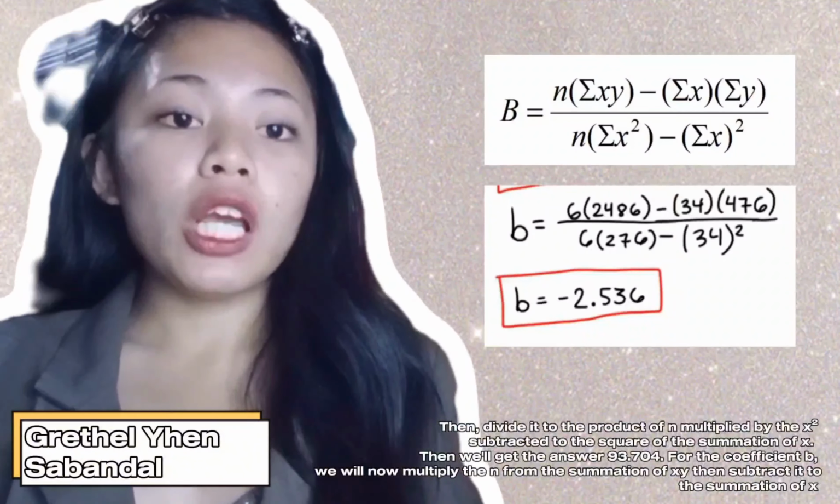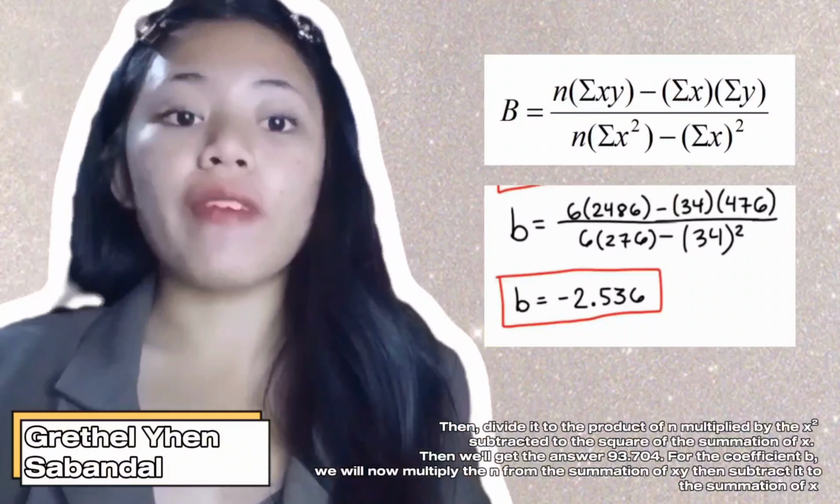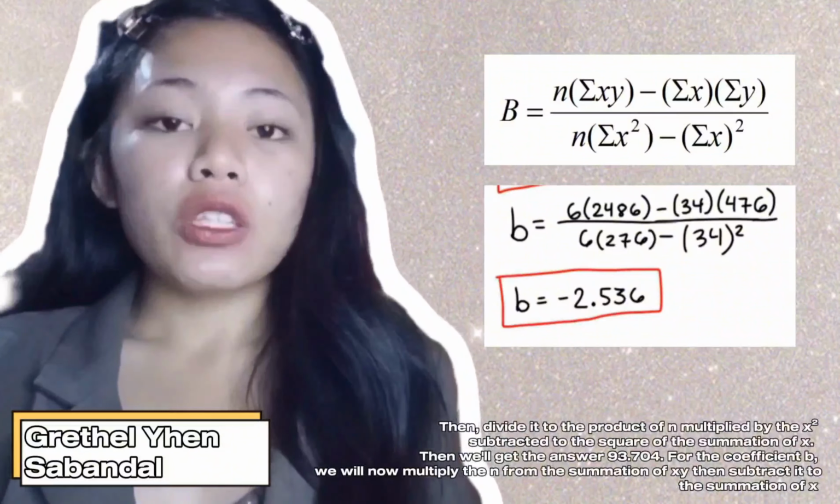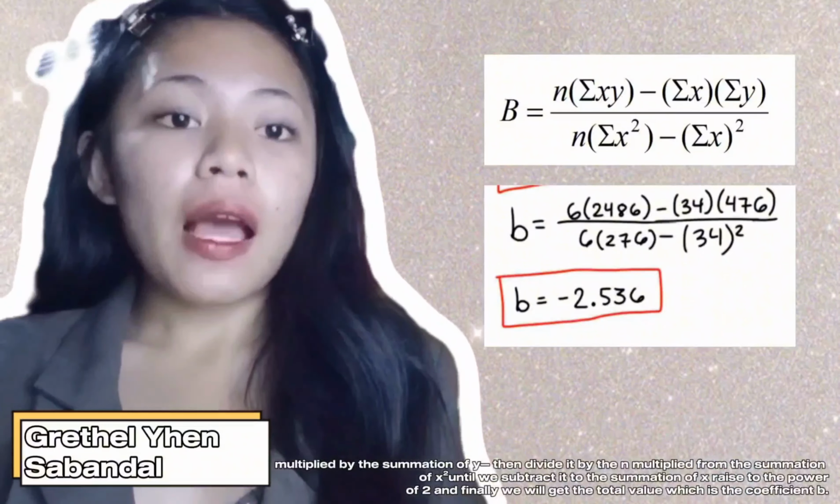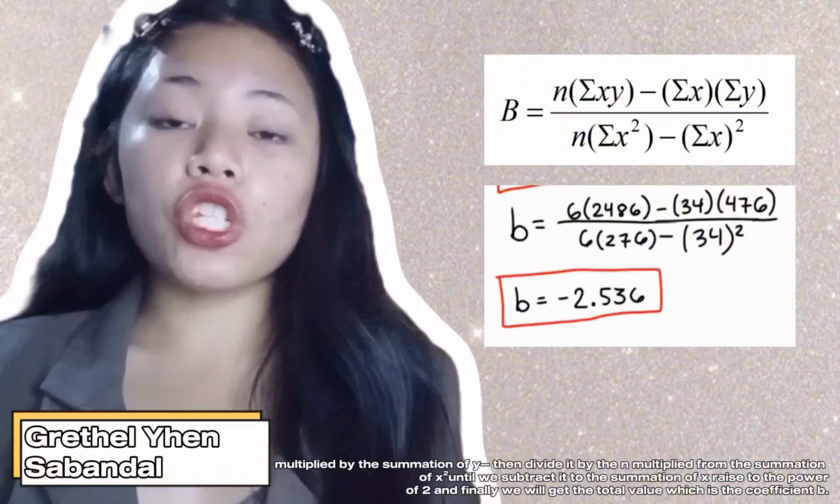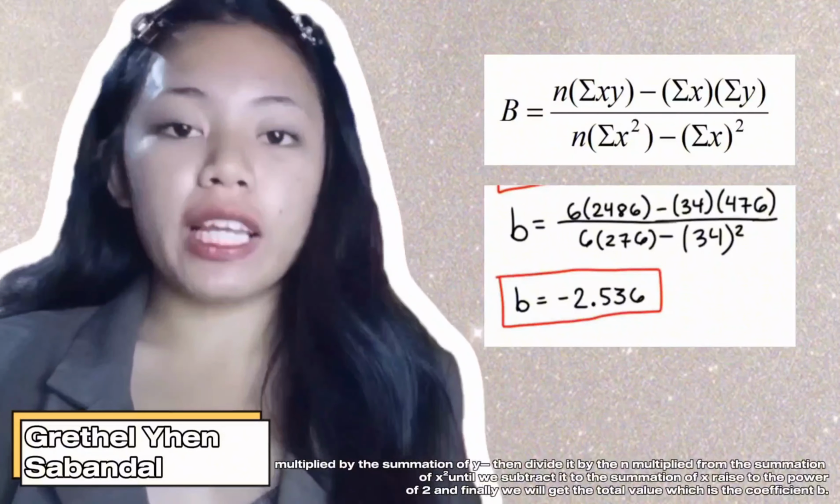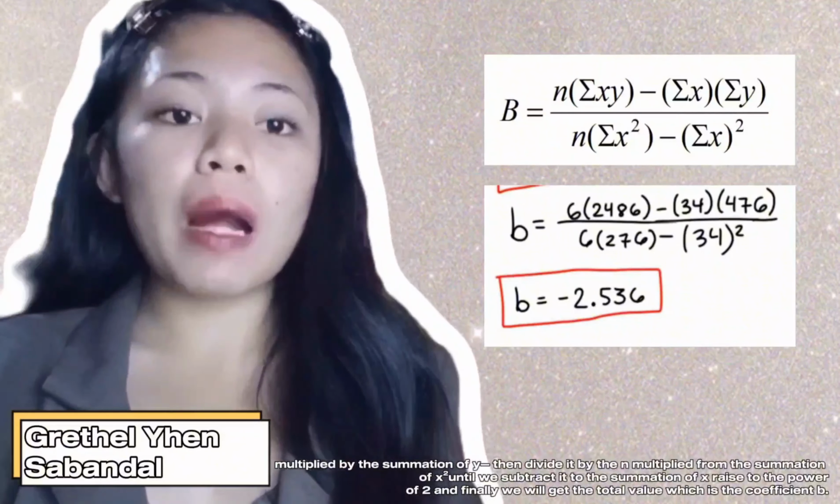For the coefficient b, we will now multiply the n by the summation of xy. Then subtract from it the summation of x multiplied by the summation of y. Then divide it by n multiplied by the summation of x squared, subtracted by the summation of x raised to the power of 2. And finally, we will get the total value, which is the coefficient b.